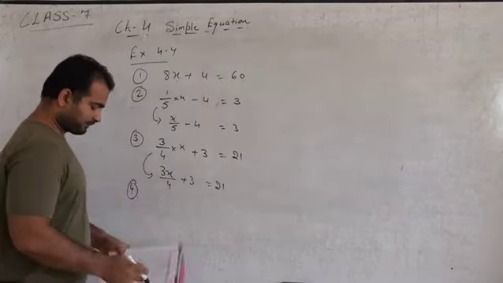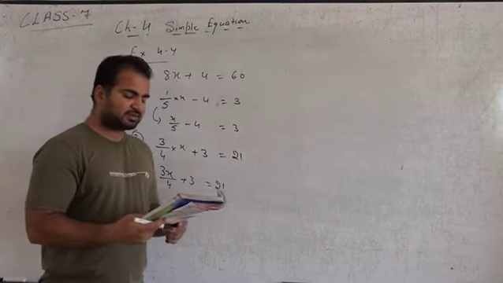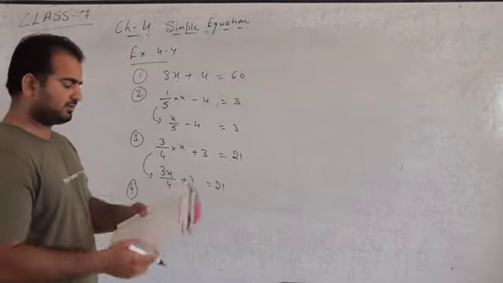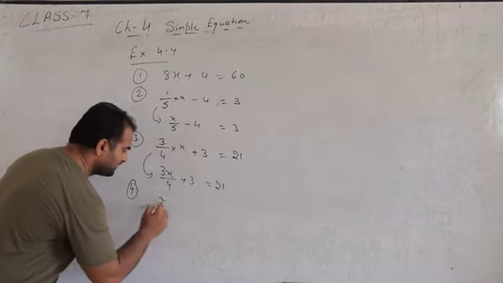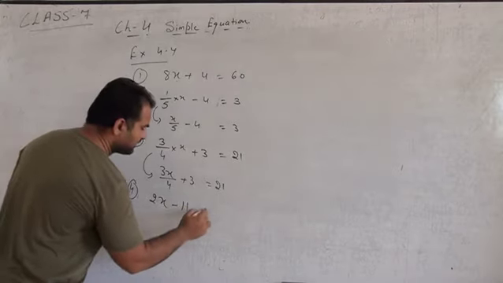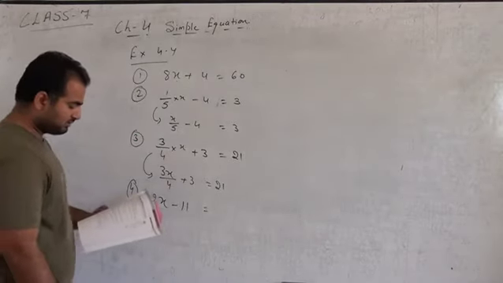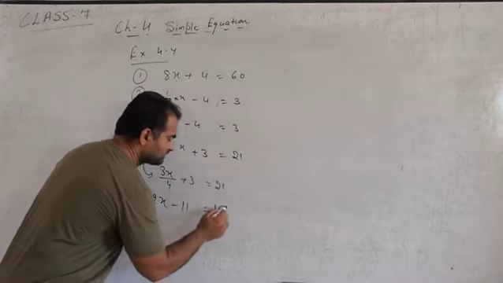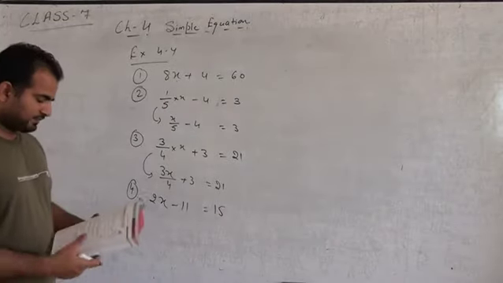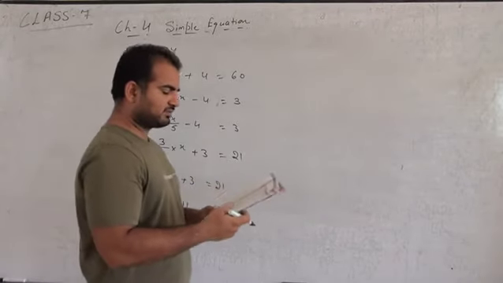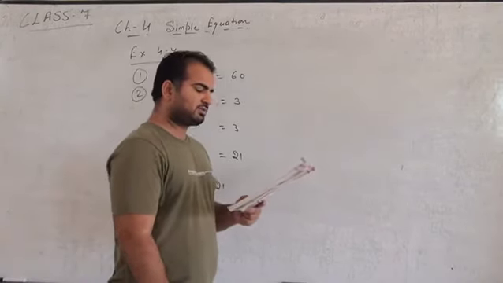Fourth is: when I subtract 11 from twice a number, the result is 15. From twice a number means 2x. When I subtract 11, it will give us 15. So it is 2x minus 11 equals 15.